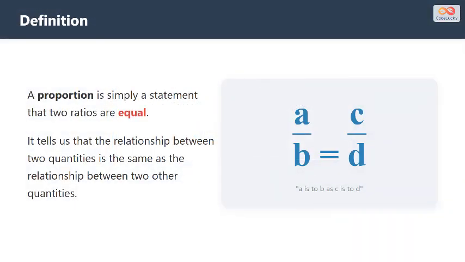So, what exactly is a proportion? A proportion is simply a mathematical statement declaring that two ratios are equal. It essentially tells us that the relationship between two specific quantities matches the relationship between two other quantities. When you see a fraction equal to another fraction, you are looking at a proportion.